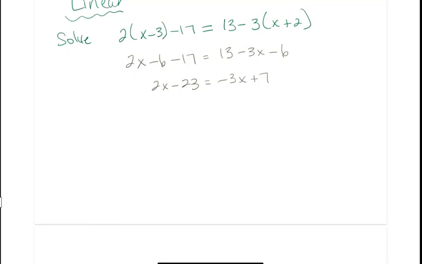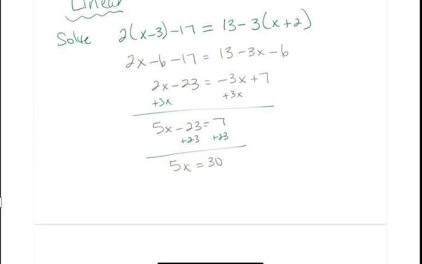So, you want to add 3x to both sides? Yeah, I like that idea, right? So then we have 5x minus 23 equals 7. And you can do multiple steps if you're comfortable with that. And what are we going to do? Add 23 to both sides. 5x equals 30. Is your x all alone yet?